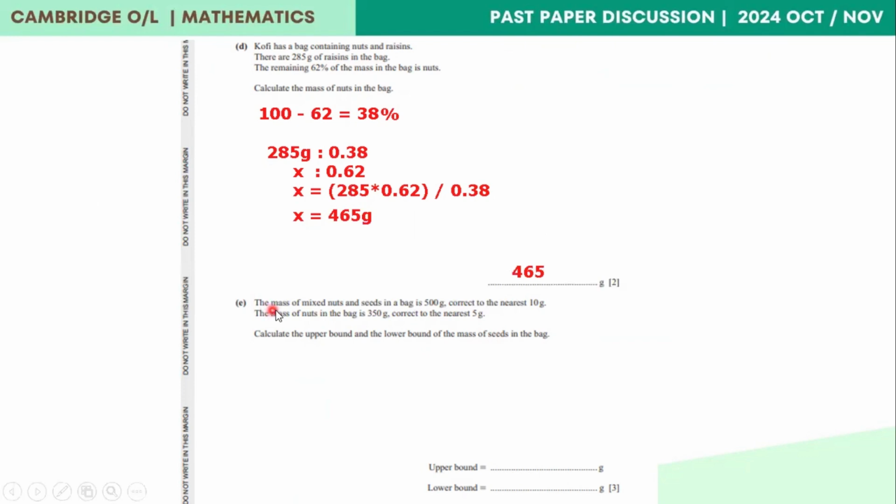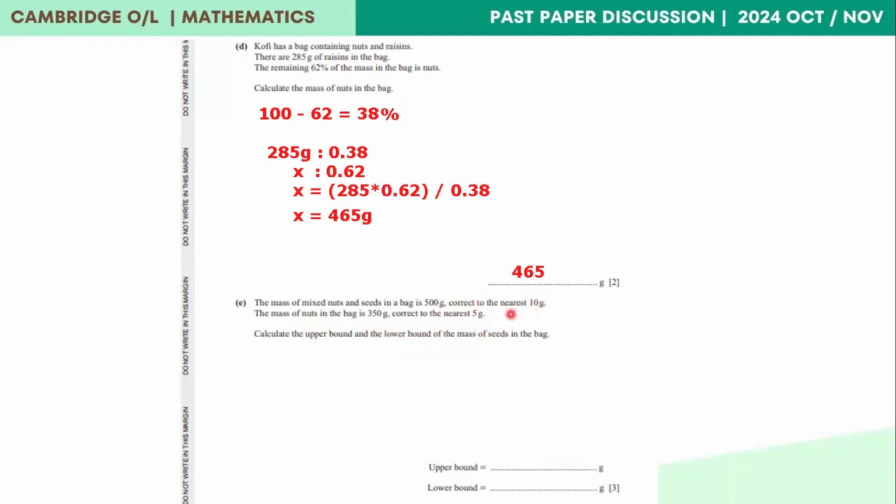So the question: the mass of mixed nuts and seeds in the bag is 500 grams, correct to the nearest 10 gram. The mass of nuts in the bag is 350 grams, correct to the nearest 5 gram. Calculate the upper bound and the lower bound of the mass of seeds in the bag. So they say that there's a bag containing mixed nuts and seeds, and those masses are given. Also, the mass of nuts is separately given. We have to find the upper bound and lower bound of the mass of seeds in the bag.